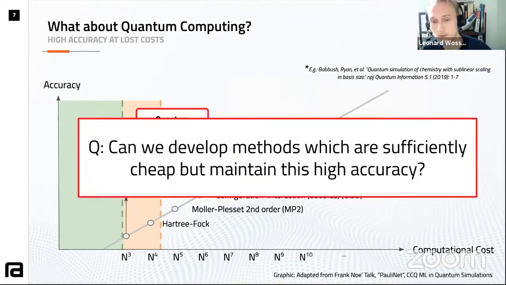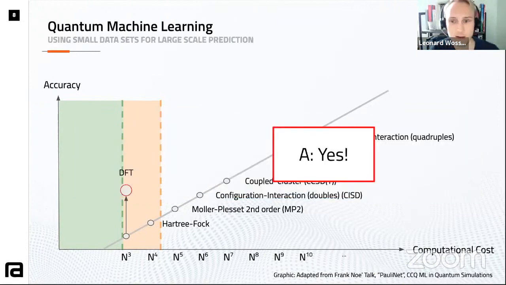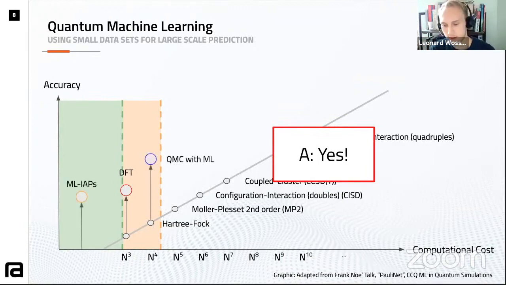So far, so good. So the question is then, can we develop methods which are sufficiently cheap on the one hand to be really industrially useful, but also maintain this high accuracy? And the clear answer is yes, I suppose, although it's still a lot in research. But these are exactly the methods which we heard already from Gabor Csanyi and Alexander Tkatchenko, Michele Ceriotti, and Anatole in the next talk as well.